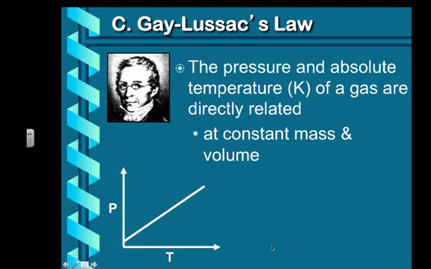Alright, so Gay-Lussac came up with a law. And he came up with the relationship between pressure and absolute temperature of a gas. He said that they are directly related. So, as temperature increases, so does pressure. As temperature decreases, so does pressure. So as one goes up, the other one goes up. As one goes down, the other one goes down. And this is, again, at a constant mass and volume.